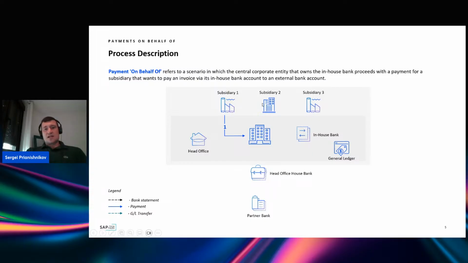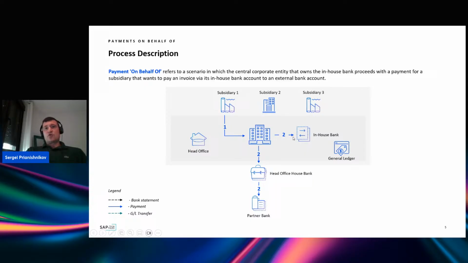Let's take a look at the slide. First, we can see that the subsidiary sends a payment to advanced payment management, and as the sender bank account, the in-house bank account was chosen, while the recipient is the external bank account of our counterparty.